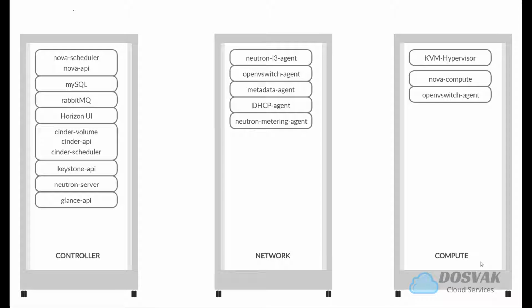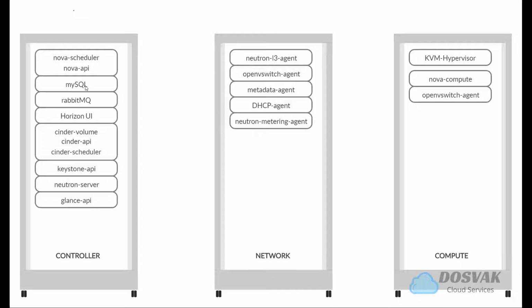Hello friends, let's take a look at the deployment topology of a controller, network and compute node and try to understand what all services and agents are available or installed on each of these nodes. On the controller node, we have the Nova scheduler and the Nova API, which communicates with the Nova compute service on each of the compute nodes and schedules, choreographs and synchronizes them.